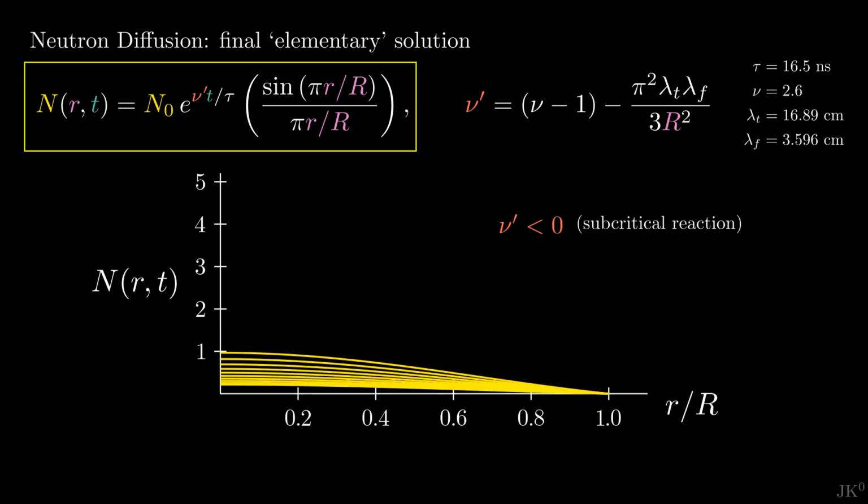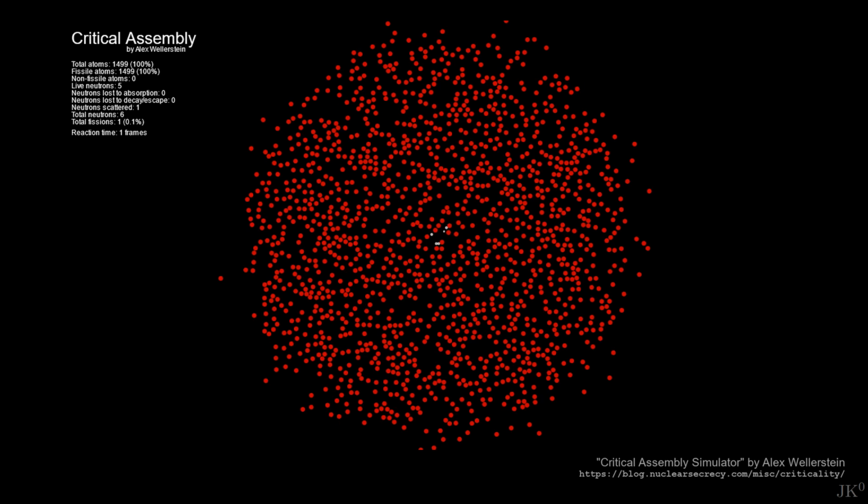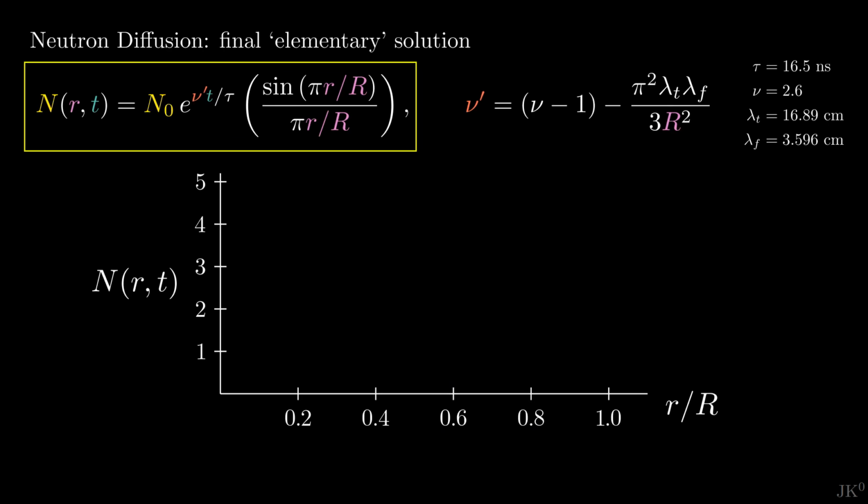This is why this kind of solution is called a subcritical reaction. Start with the burst of neutrons, there will be some multiplication, some fission, but as time evolves, it will very quickly die off. Let's now use a positive nu prime.